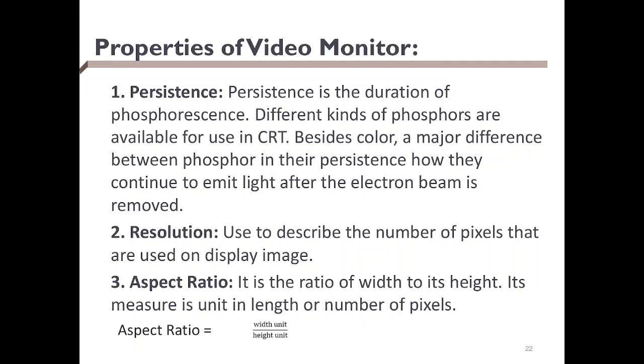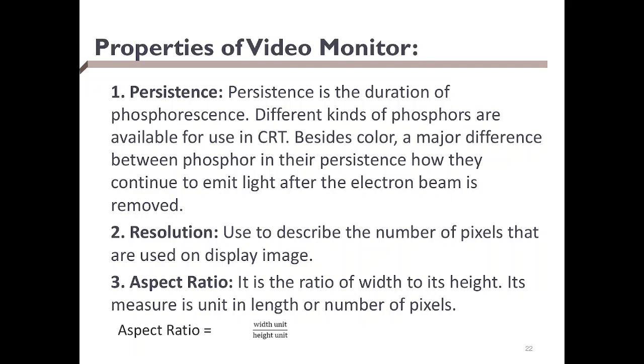The second is resolution. Resolution is used to describe the number of pixels that are used to display an image. So the number of pixels that you use to display an image is normally termed resolution, the second property of a video monitor.